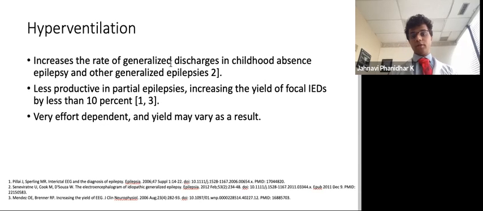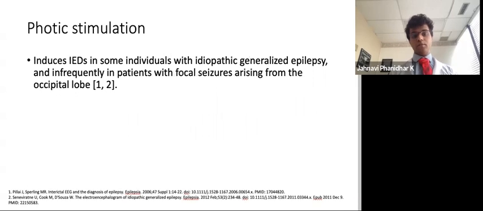Hyperventilation increases the rates of generalized discharges in childhood absence epilepsy and other generalized epilepsies. But it has been shown to be less productive in partial epilepsy. It's very effort dependent, so the yield may vary according to the effort of the patient.